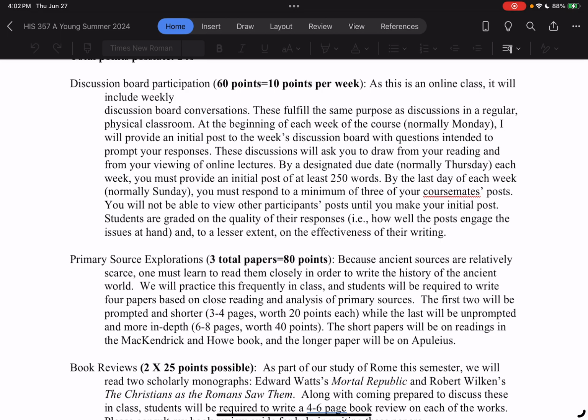You're graded on the quality of your responses and, to a lesser extent, the effectiveness of your writing. This doesn't have to be the most polished thing, but please do read it over before you send the post, and make sure it sounds okay.